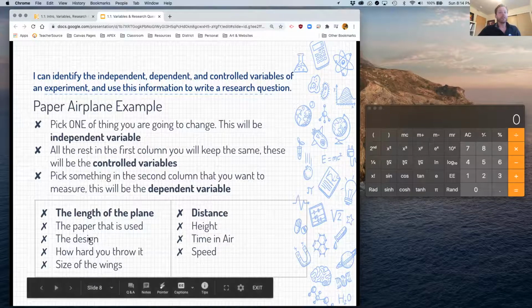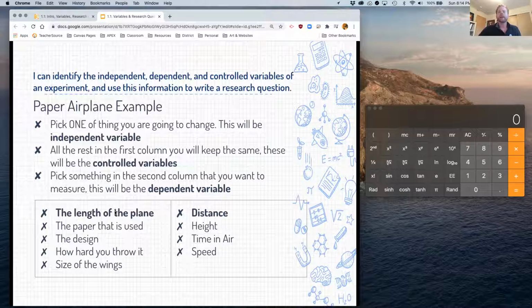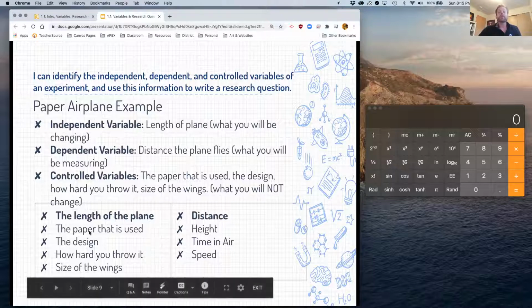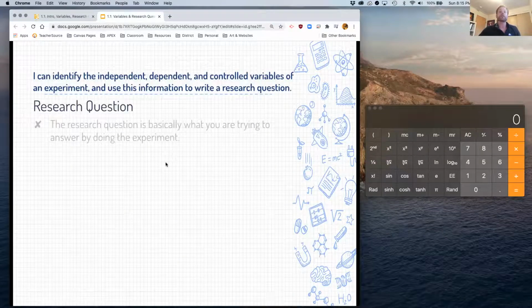I'm going to keep the design, like how I fold it, the same, how hard I throw it the same, the size of the wings the same. All of these things are going to remain the same, and these are my controlled variables. But I'm going to change the length of the plane and see how far it goes. This is my independent variable, and it affects my dependent variable right here. Again, the independent variable, the length of the plane, is what I'll be changing. The dependent variable is the distance the plane flies, what you'll be measuring. And the controlled variables are all these that I'm not changing: the paper that is used, the design, how hard you throw it, the size. I have to keep them controlled, okay?